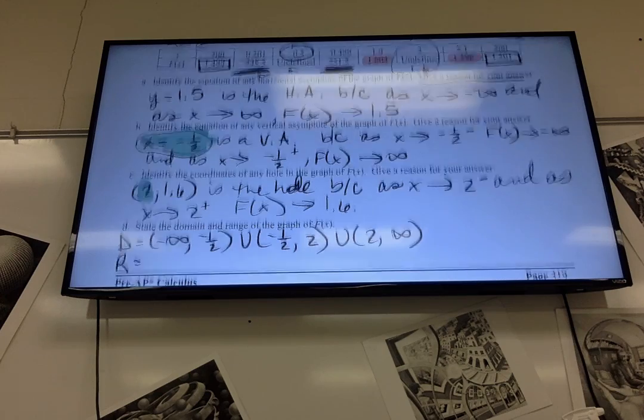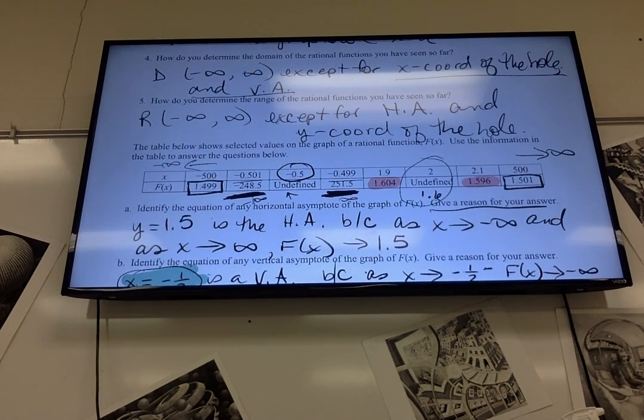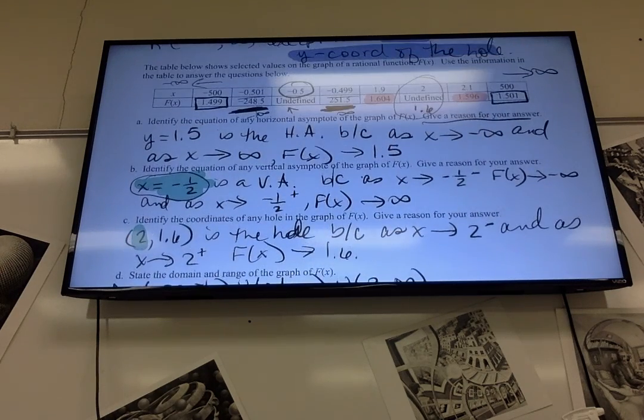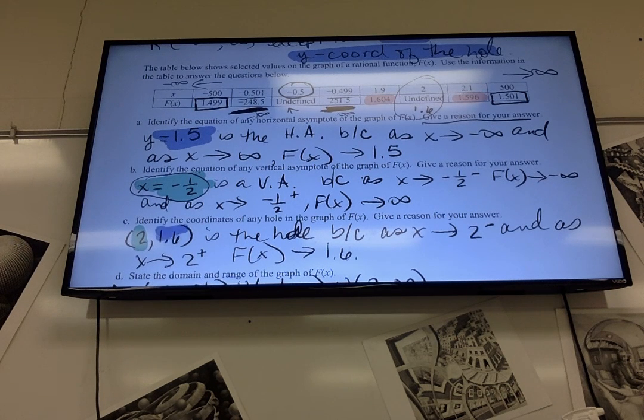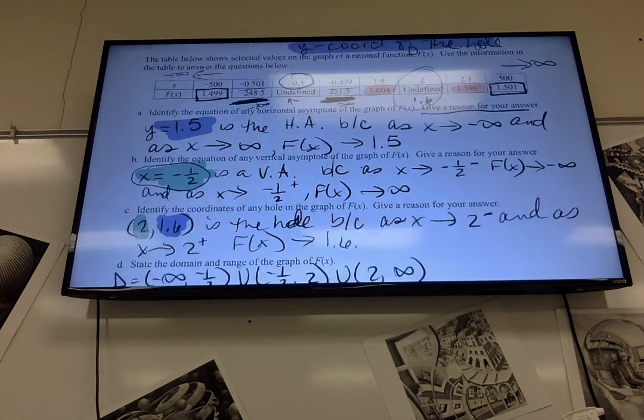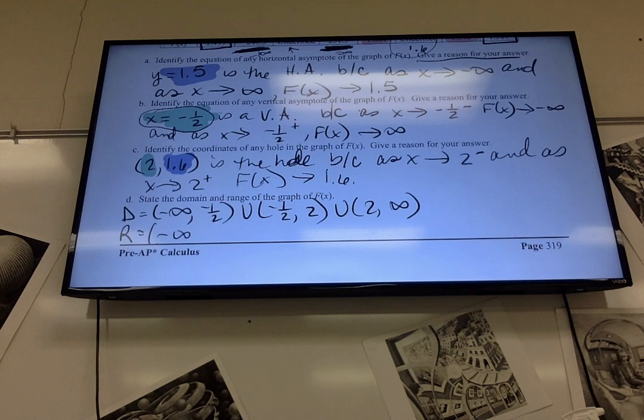So we go back up to the top, number 5. The range is negative infinity to infinity, except for the horizontal asymptote and the y-coordinate of the hole. Negative infinity to 1.5, 1.5 to 1.6, and 1.6 to infinity.